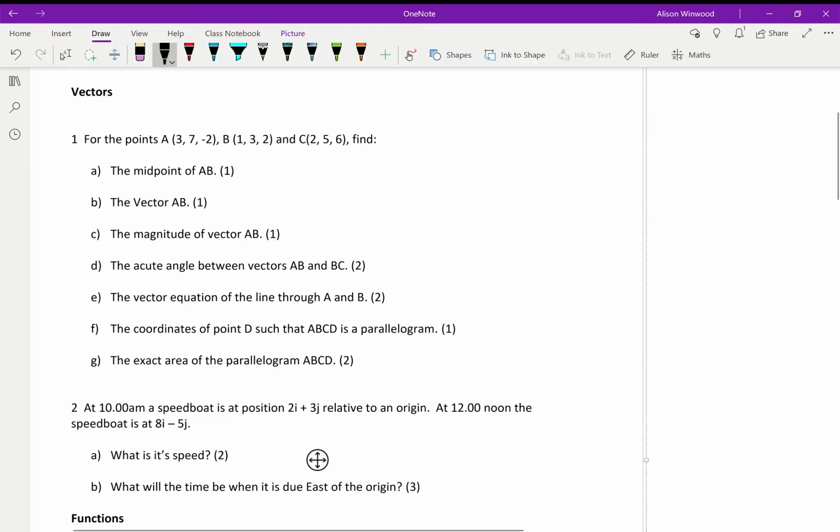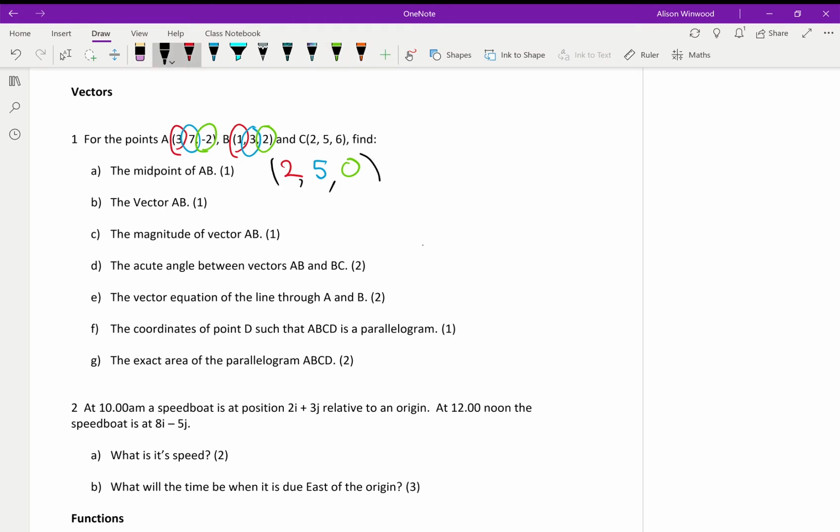Find the midpoint of A and B. I want the middle of the x coordinates, which is 2, the middle of the y coordinates, which is 5, and the middle of the z coordinates, which is 0, so 2, 5, 0.